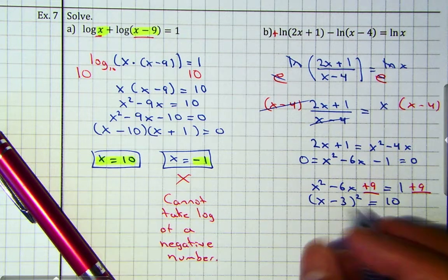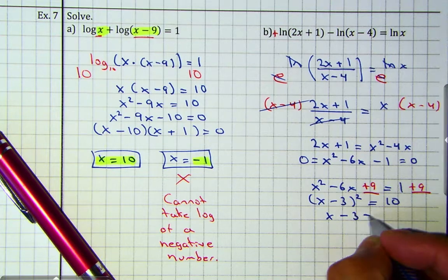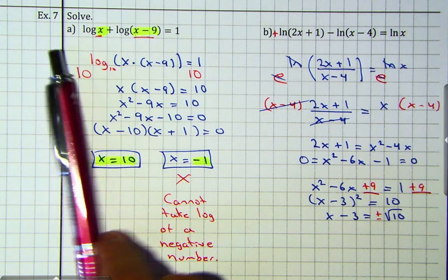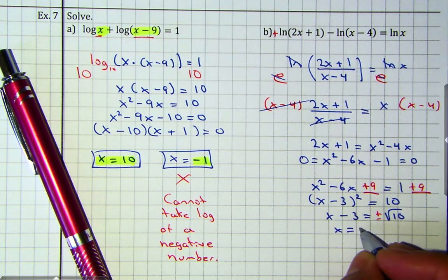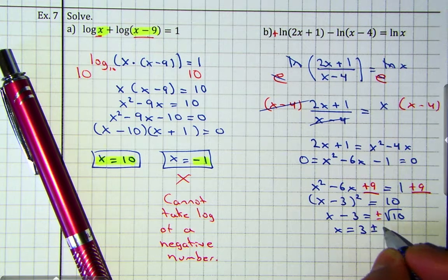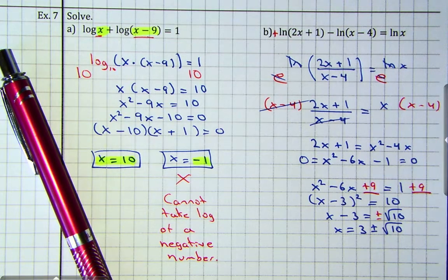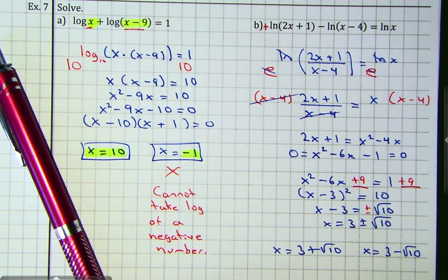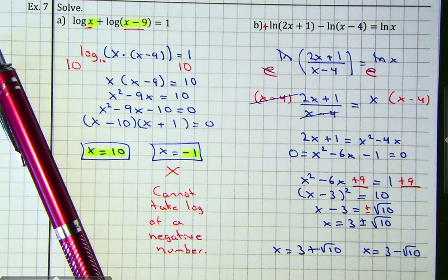Take the square root on both sides, so x minus 3 equals square root of 10, but let me not forget my plus or minus. So therefore, x equals 3 plus or minus square root of 10. And now I have two answers: x equals 3 plus the square root of 10, or x equals 3 minus the square root of 10. Now, I need to double check to make sure that whenever I plug this in, I will not be taking the natural log of a negative number, or 0.